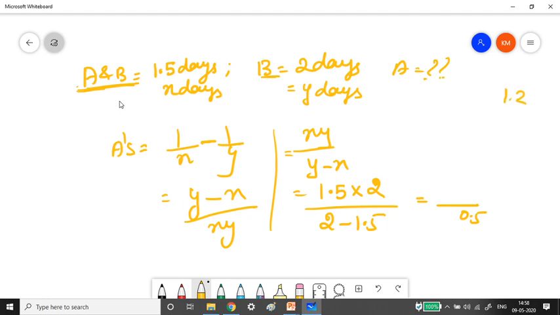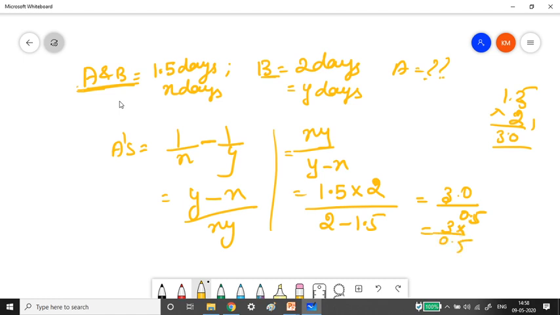So which gives you 0.5, and 1.5 into 2 is something. Let us just multiply it. That is easy. 5 twos are 10, and 2 and 3, that is 3. So it is 3, right? So 3 divided by 0.5. 0.5 is obviously 1 by 2.